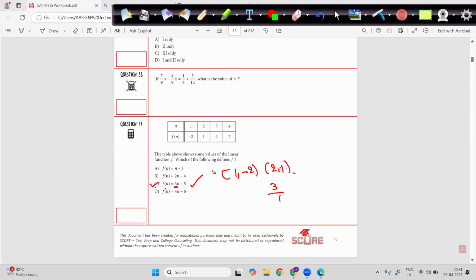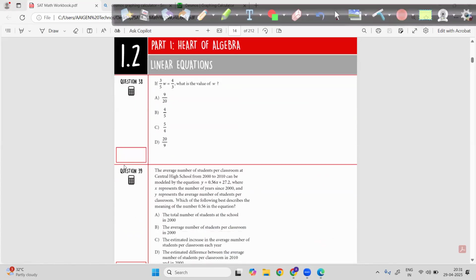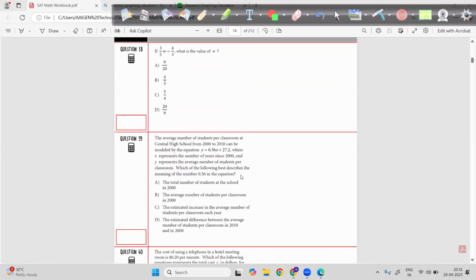If not, you can plug in the points, but plugging in the points is trial and error. It might take more time. You can take any 2 points that you like, not only these 2 points. 38 is a linear function, straightforward. 39 describes the meaning of 0.56.